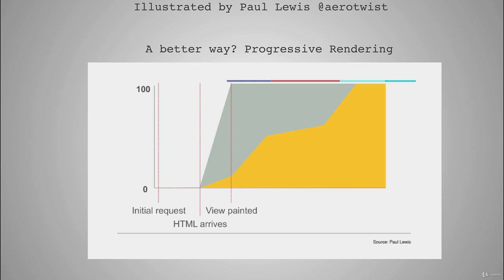Perhaps we can use something called progressive rendering. The idea behind progressive rendering, and you know what? We've actually been talking about it throughout the course. We only send out what you need for the initial render. Then you progressively make more features and pages available in the background as more things arrive.